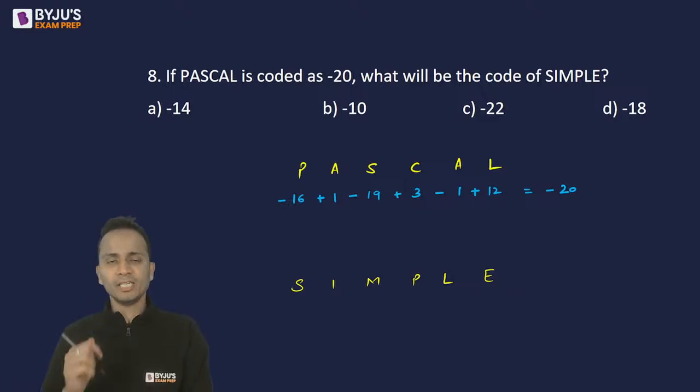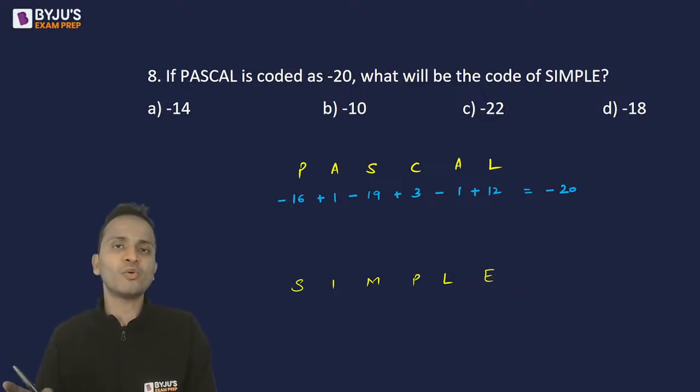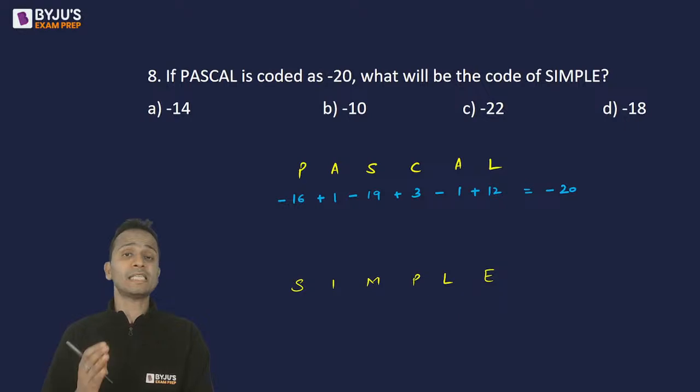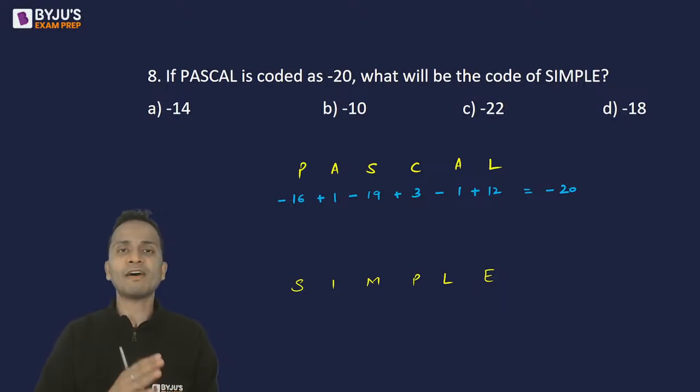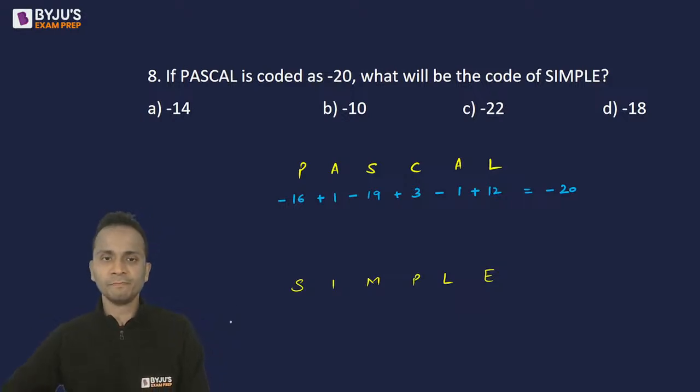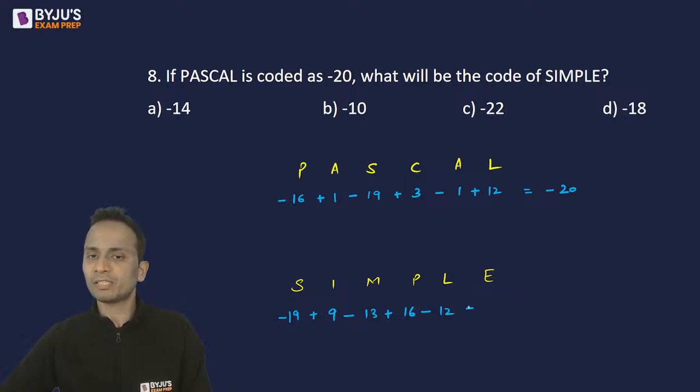Okay, right? So first of all, I have written the number equivalents of all these alphabets, and then starting from negative sign, I have put alternate negative and positive signs. Okay, so same thing I'll apply on simple. So S is 19, so minus 19 plus 9, minus 13 plus 16, minus 12 plus 5.